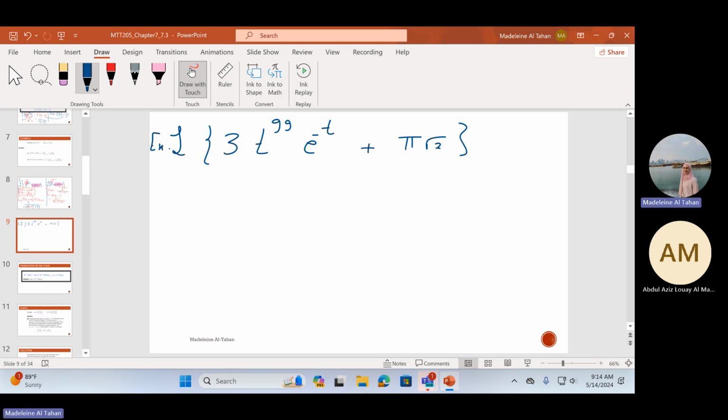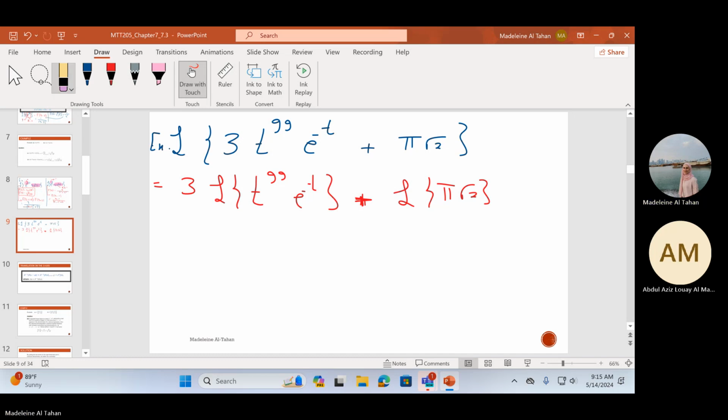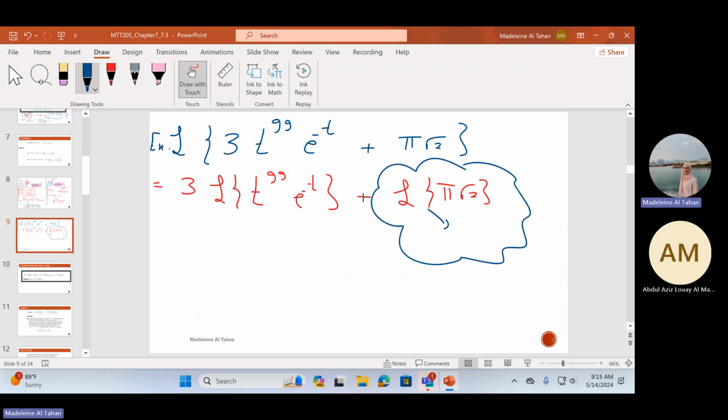So Laplace, when we have a constant, this constant we put it outside, right? What's the first step? Laplace of t^99 e^(-t), and here this one, Laplace of radical 2. This one that is here is a constant. What's the Laplace of the constant? Constant over s. What will we get here after that one? So this one, we are done with it.